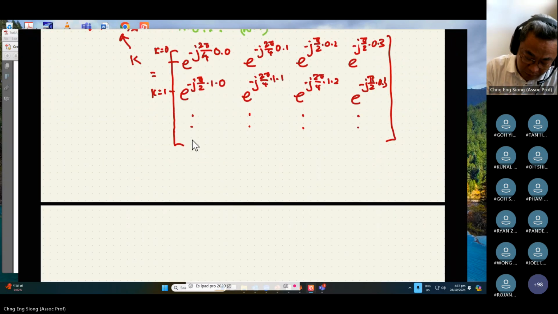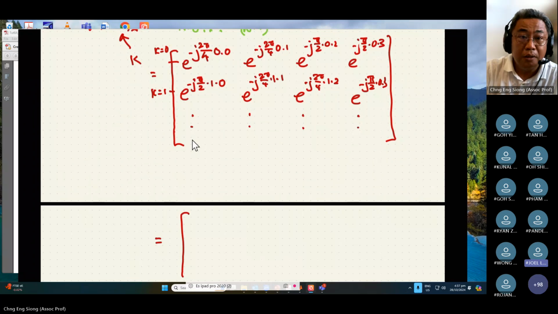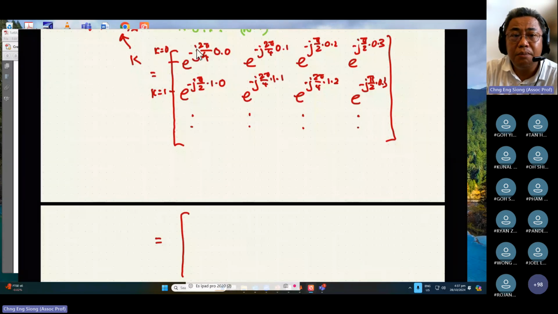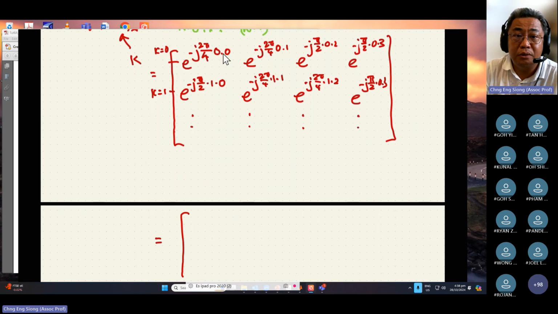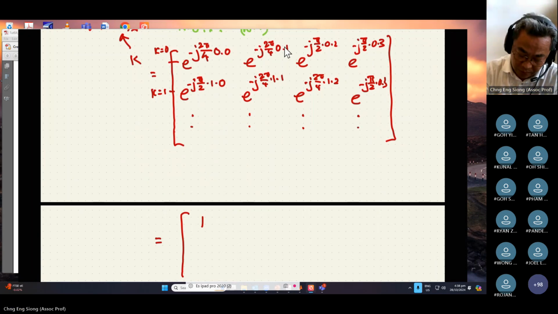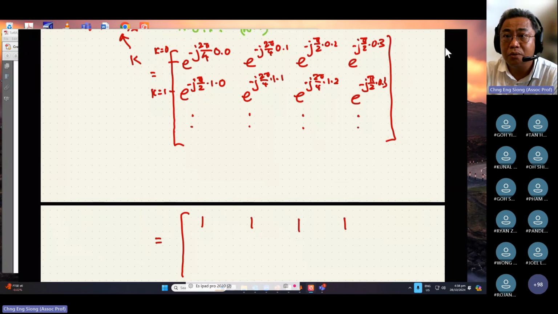So let's fill up this value. E to the power of minus j times 0, because 0 times anything is 0, is 1. Here is e to the power of minus j times 0 again, which is 1. 1, 1. So this number is very easy to fill, the first row.